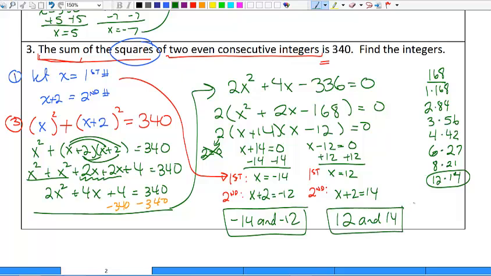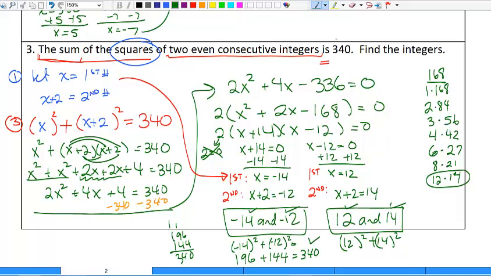Let's see if those work. The sum of the squares of two consecutive even integers. Are these consecutive and even? Sure they are. Are these consecutive and even? Yes, they are. Now, if I square negative 14 and I add it to negative 12 squared, I should expect 340. Let's try that. Negative 14 squared is 14 times 14, or 196. Negative 12 times negative 12 is positive 144. When I add 196 and 144, I'm getting 340. Look at that, folks.